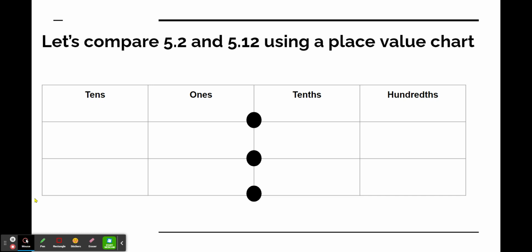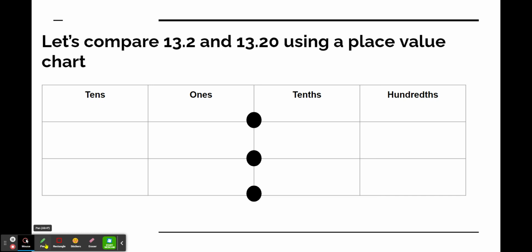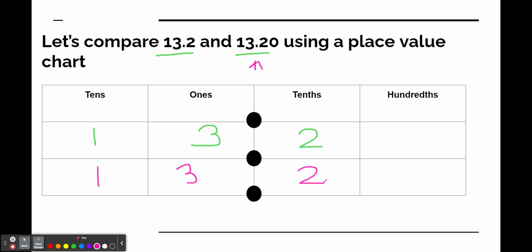All right, now let's go to our last problem of the day. So I'm going to compare 13.2 and 13.20 using a place value chart. So let's first start with 13.2. I have 1 ten, 3 ones, and 2 tenths. And then if I look at 13.20, I have 1 ten, 3 ones, 2 tenths, and 0 hundredths.